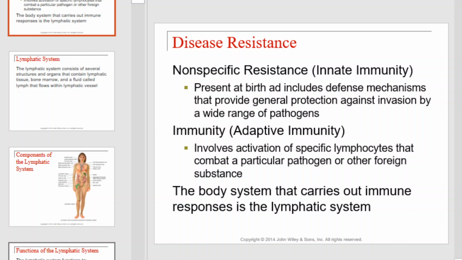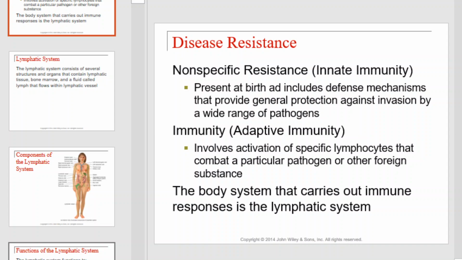To begin, I'd like to break down our body's nonspecific and adaptive immune responses. Nonspecific resistance, also known as innate immunity, is the body's ability to fight off foreign pathogens present at birth, and it includes defense mechanisms that provide general protection against invasion by a wide range of pathogens. Adaptive immunity involves an activation of specific lymphocytes that combat a particular pathogen or other foreign substance.